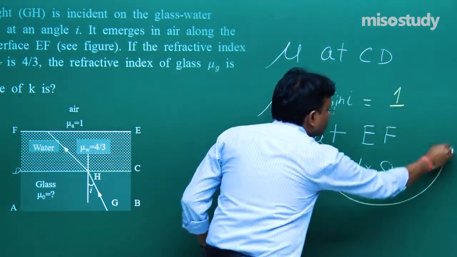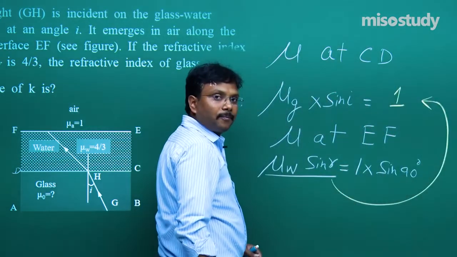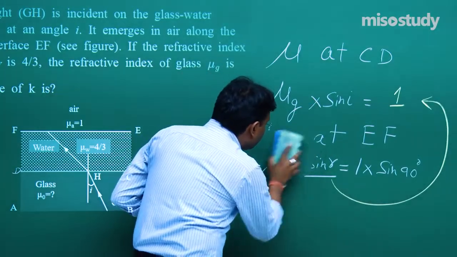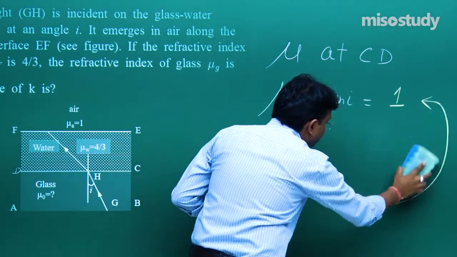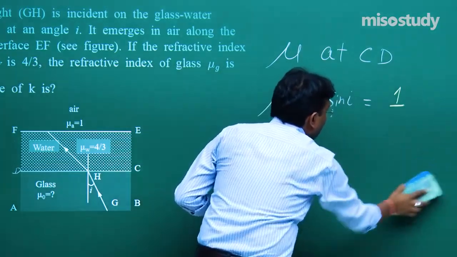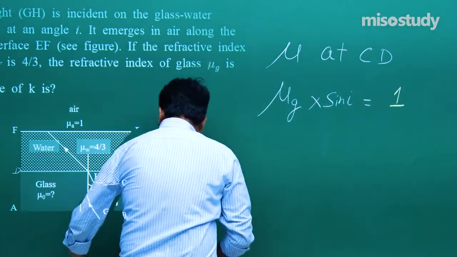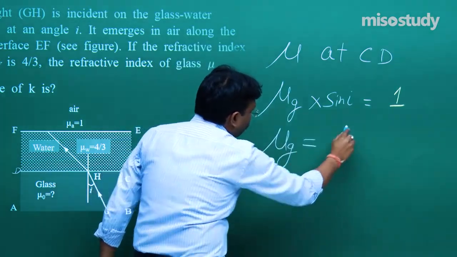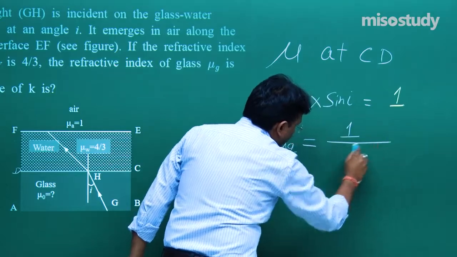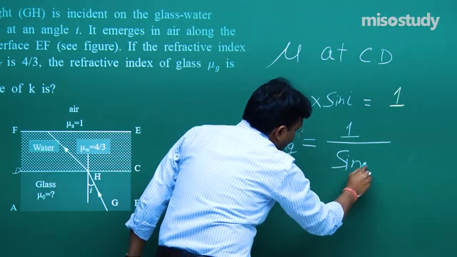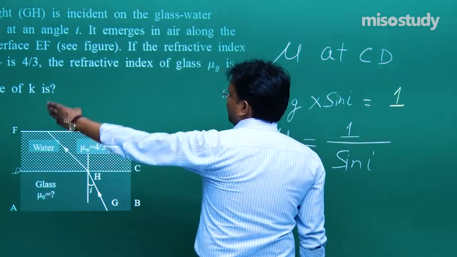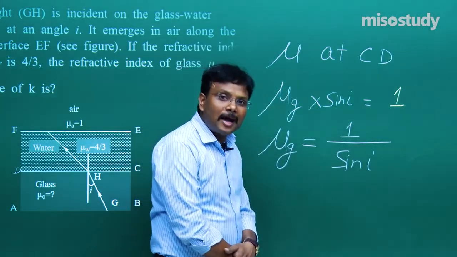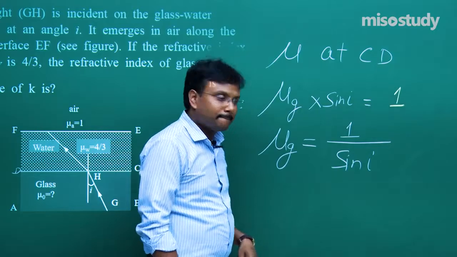That is from here. So now we are free to say this way. Imagine the situation. We are free now to say mu G is equal to 1 upon sin i. And what is the expression? 1 upon k sin i. So what is the value of k over here?